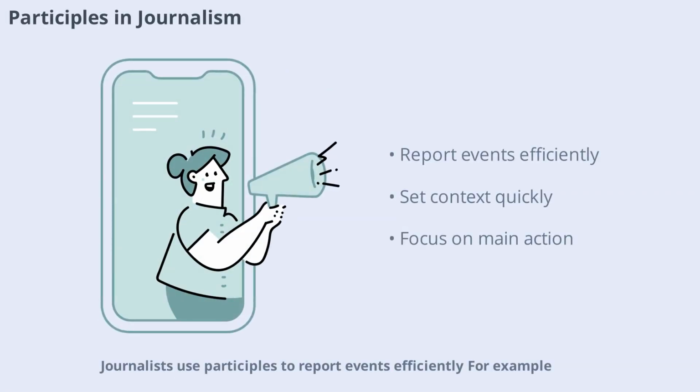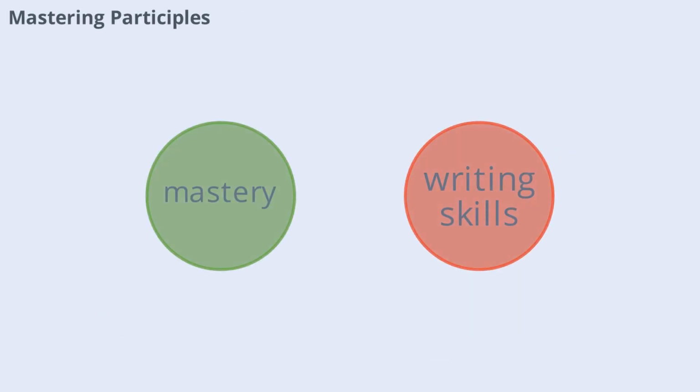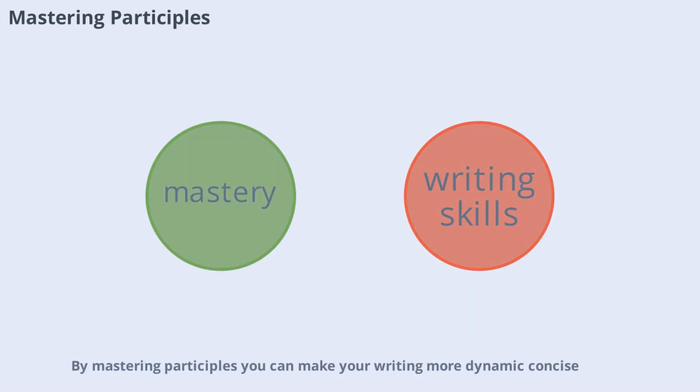Journalists use participles to report events efficiently. For example, "arriving at the scene, police began their investigation." The participle phrase quickly sets the context for the main action. By mastering participles, you can make your writing more dynamic, concise, and expressive. Whether you're writing stories, emails, or academic papers, participles give you the tools to communicate clearly and creatively. Keep practicing and soon you'll use participles with confidence and style.